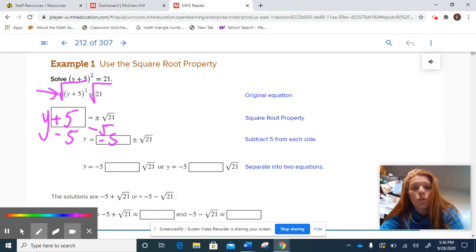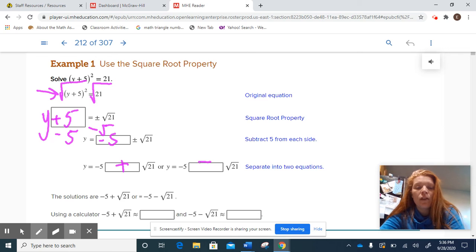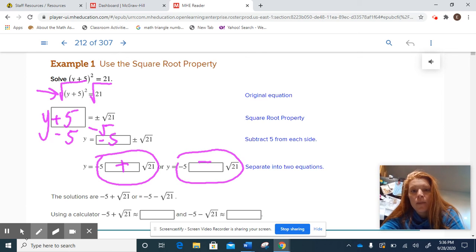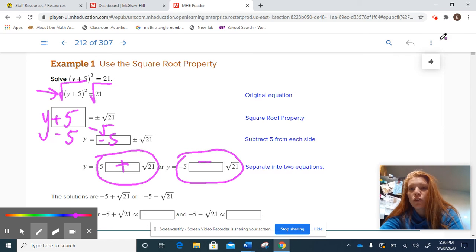That's 2 combined into 1 when you have a plus or minus. So you're going to put a plus and then a minus there. And there's your 2 answers. -5 plus square root 21, -5 minus square root 21. And you have your 2 answers there.